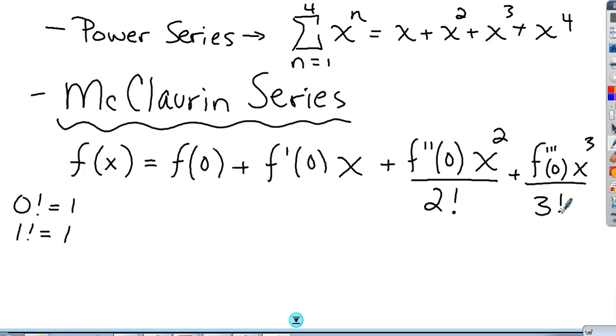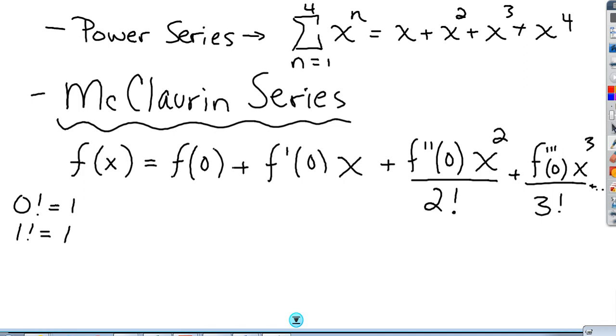Now that's going to continue on to infinity. So it's only going to equal the function if you allow it to go all the way to infinity. If you stop at any point along the way, you'll get a good approximation. The more terms you add to the series, the better the approximation. But it's just going to be an approximation unless you go all the way out into infinity.